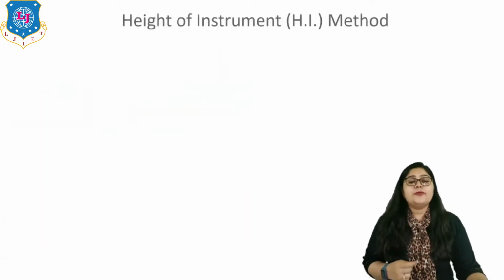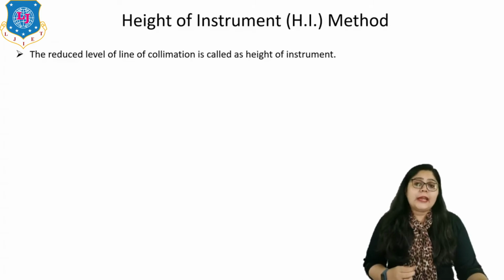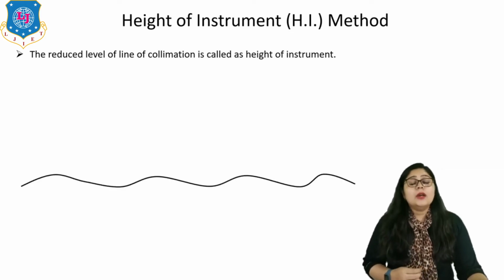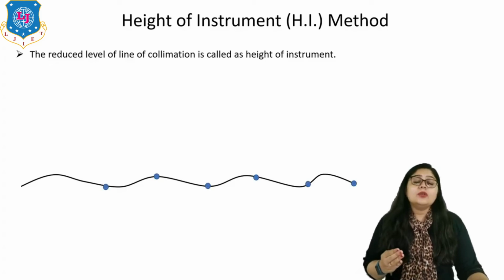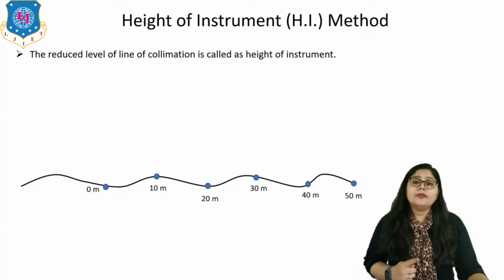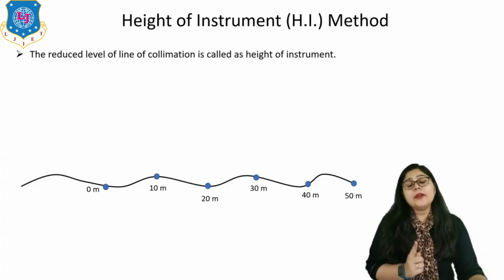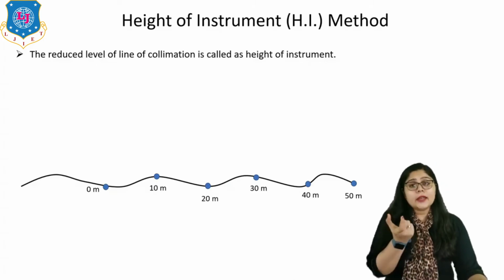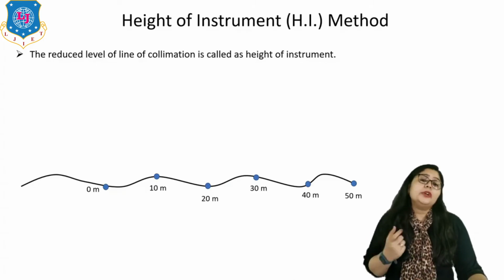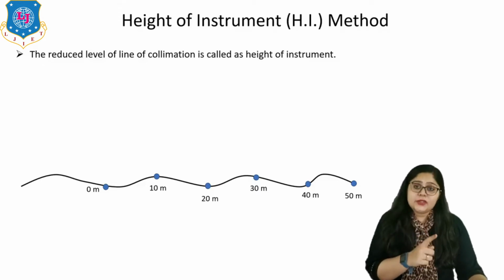So here on screen you can see the reduced level of line of collimation is called height of instrument, that we have already learned in various terms of leveling, right? Now this is the ground condition, and these are the points whose RL I want to find, at an interval of 10 meter. It means the chainage is 10 meter: 0, 10 meter, 20 meter, 30 meter, 40 meter and 50 meter, which indicates that the gap between two stations is 10 meter, which is known as our chainage, right?